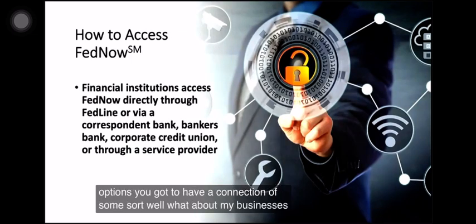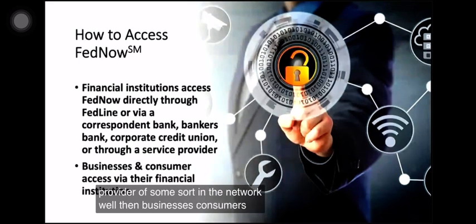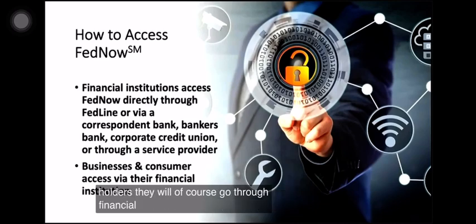Well, what about my businesses? What if I'm actually a third-party provider of some sort in the network? Well, then businesses, consumers, account holders, they will, of course, go through financial institutions. This is a network that is only allowed for financial institutions, but it is from the Fed. So all financial institutions that use Fed services, you can connect.